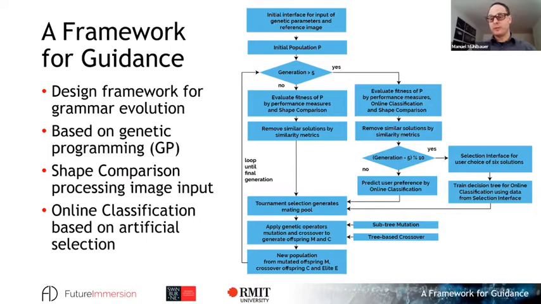During automated phases of evaluation, the aesthetic fitness measure is used to predict the preferences of the designer, and during interactive stages, the designer then selects shapes to extend the data set for training the decision tree classifier.